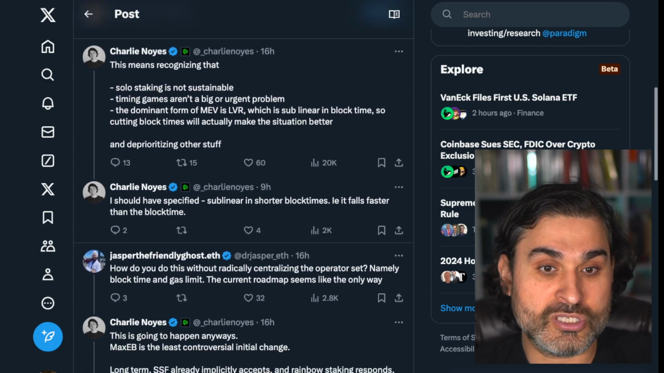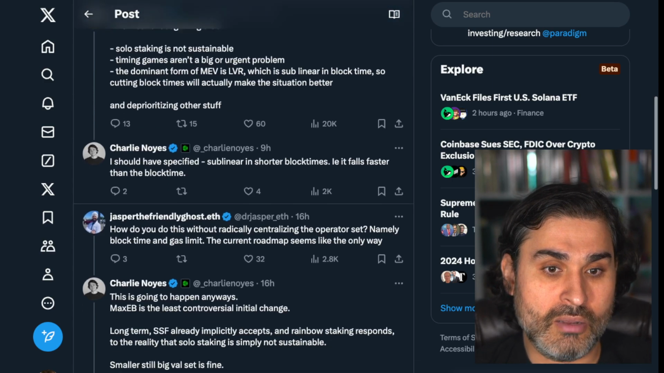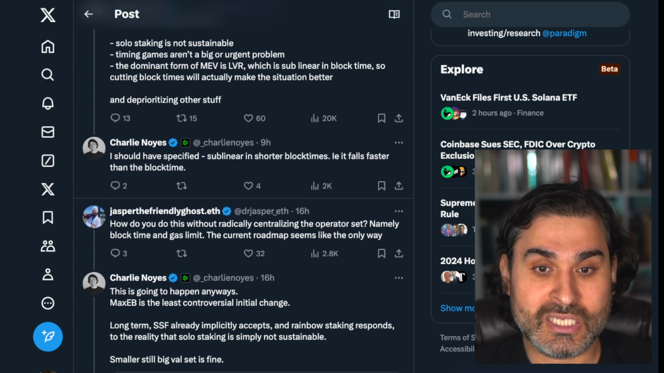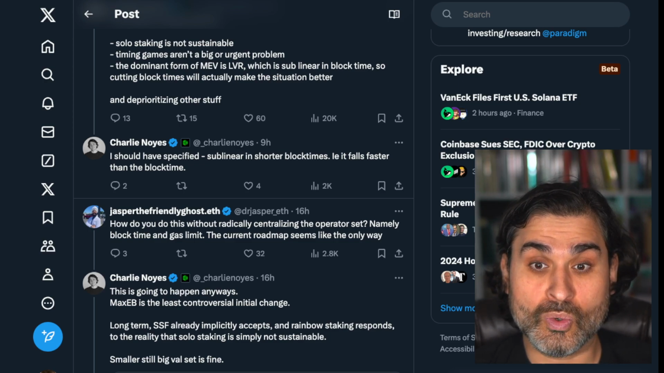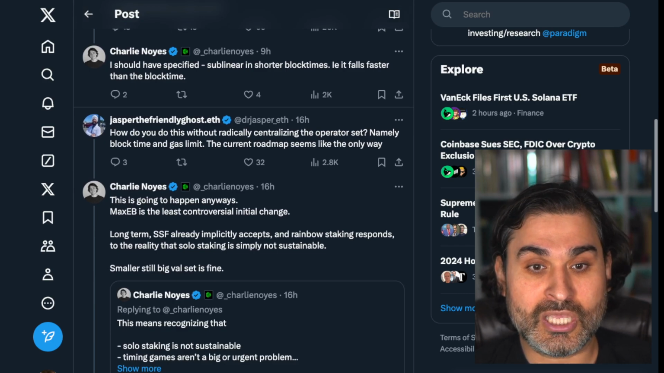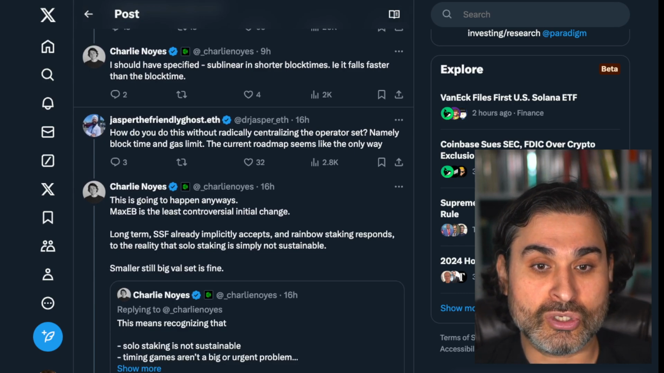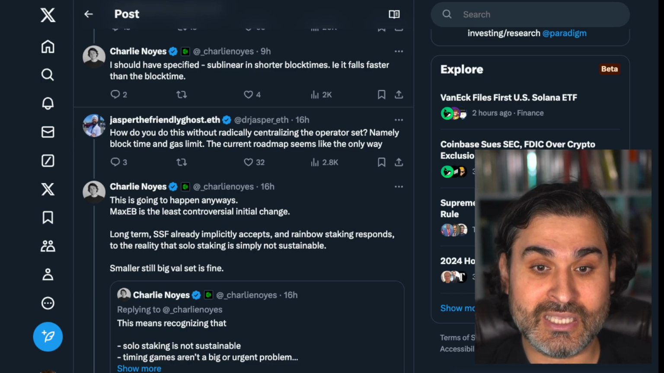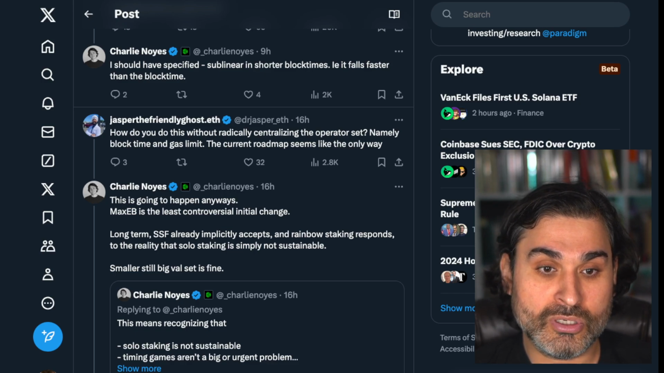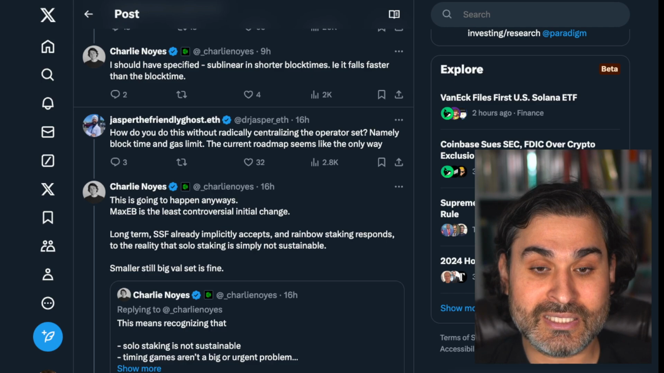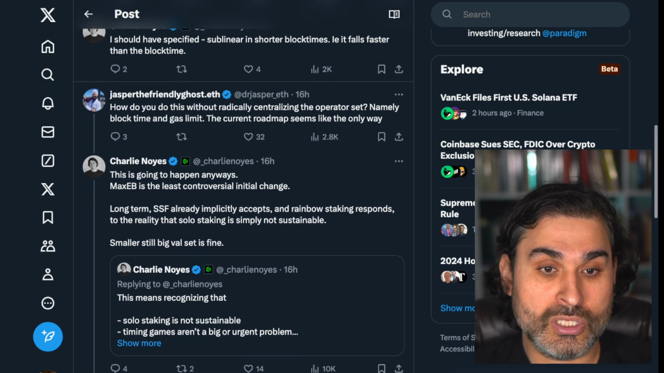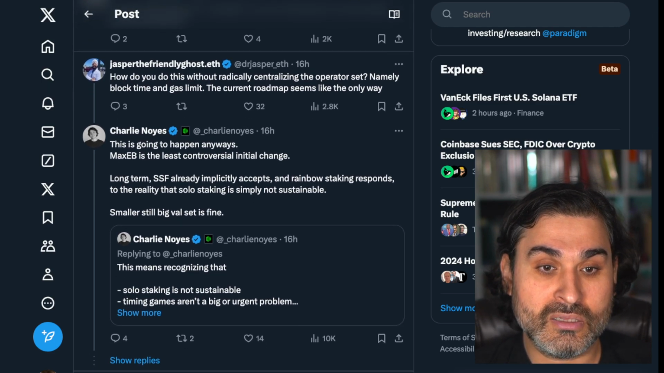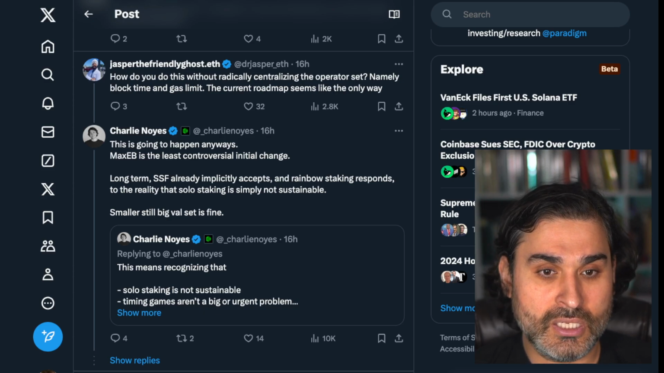One of the first people to respond was Jasper, saying, how do you do this without radically centralizing the operator set, namely block time and gas limit? The current roadmap seems like it's the only way to do this. And he says it's going to keep happening anyway. Max EB is the least controversial initial change. Long-term SSF already implicitly accepts, and Rainbow Staking responds to, the reality that solo staking is simply not sustainable. Smaller, still big value set is fine.